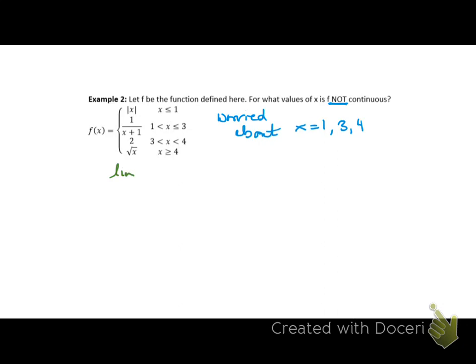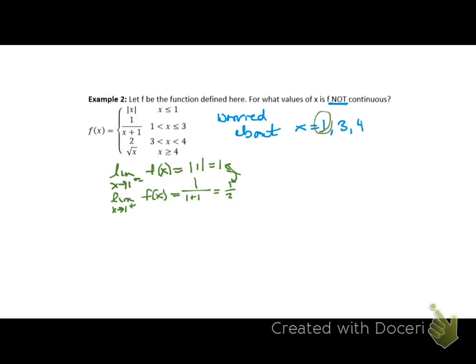We're going to find the limit as x approaches 1 first, from the left, of f of x. From the left, that'd be the absolute value of 1, which is just 1. Now we find it from the right. The limit as x approaches 1 from the right of f of x would be 1 over 1 plus 1. Well, 1 plus 1 is 2, so that's 1/2, which means that because 1 does not equal 1/2, it's not continuous there.